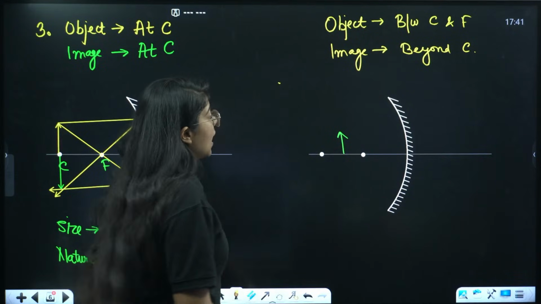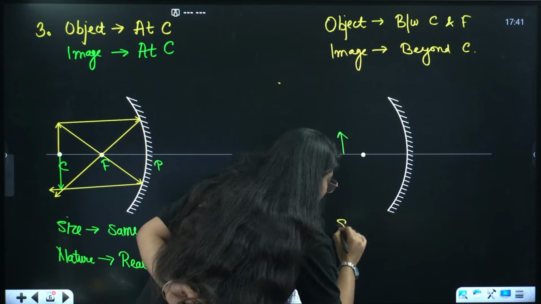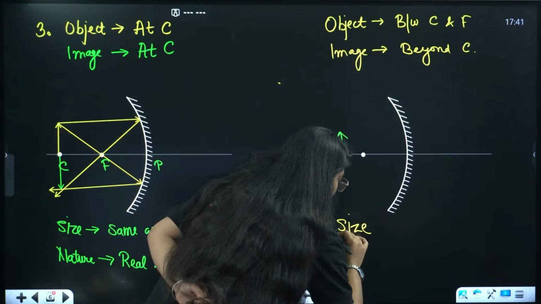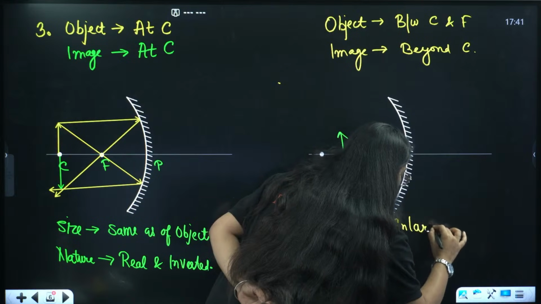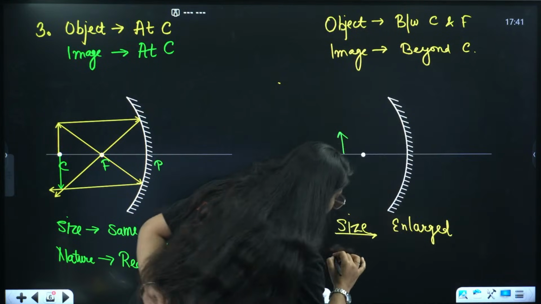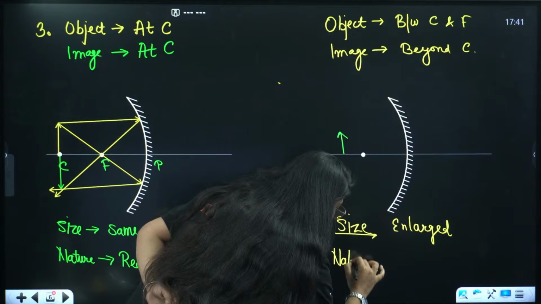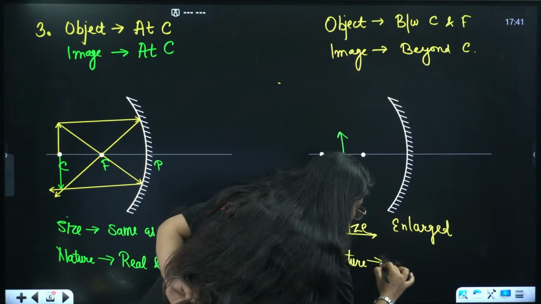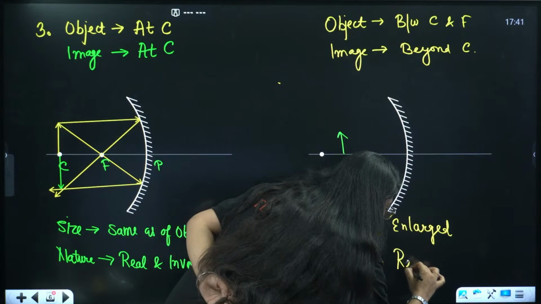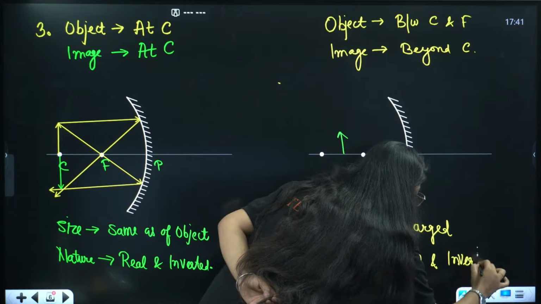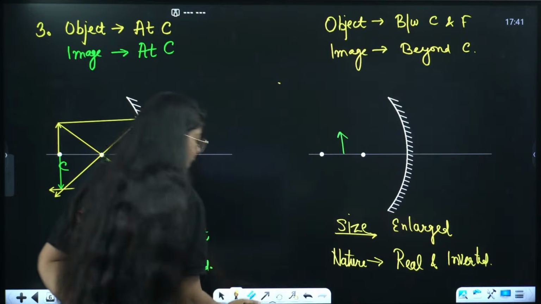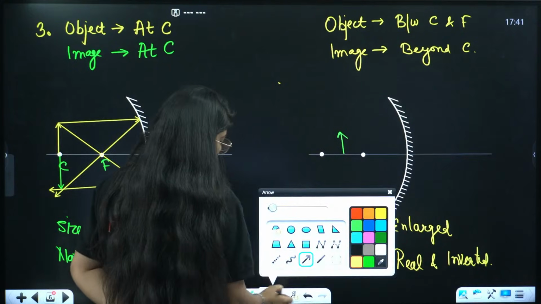चलो ठीक है. Then we have to see the size. So Yuan is saying the size will be enlarged. The size will be enlarged and the nature of image will be real and inverted. चलो let's see if Yuan is right or not.